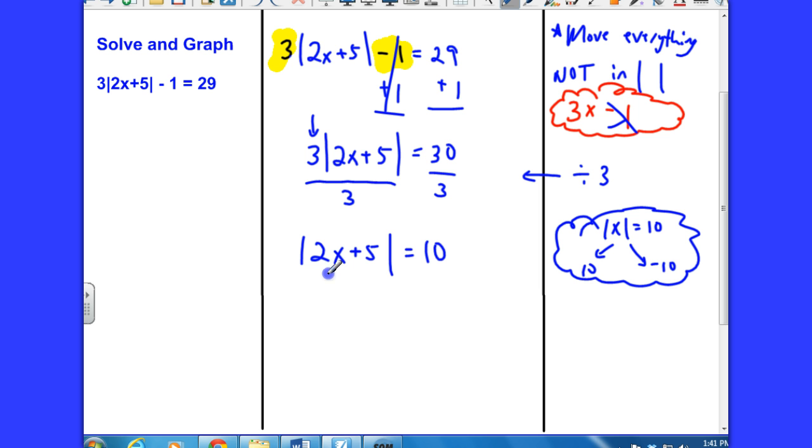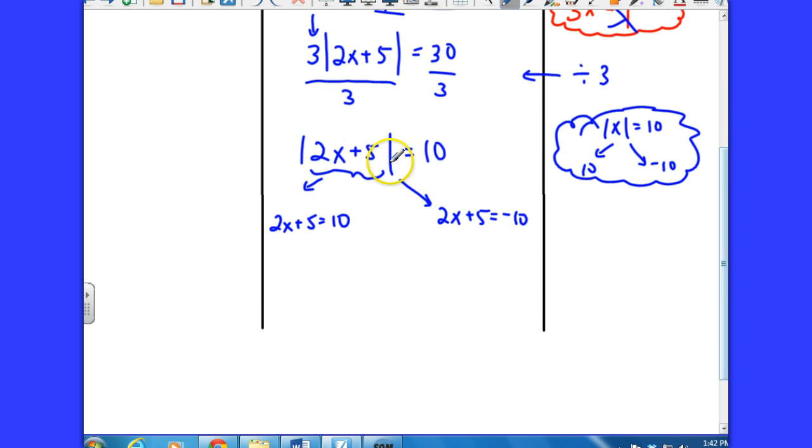So what you have to do is ask yourself the question, well, how could I make 2x plus 5 equal to 10? And how could I make 2x plus 5 equal negative 10? Again, because what you're trying to do is find this value to be 10 or negative 10. So that's what's happening here. You're trying to solve what's inside the absolute value bars. That's absolute value, not a 12, by the way. What's inside those absolute value bars to get 10 or negative 10.